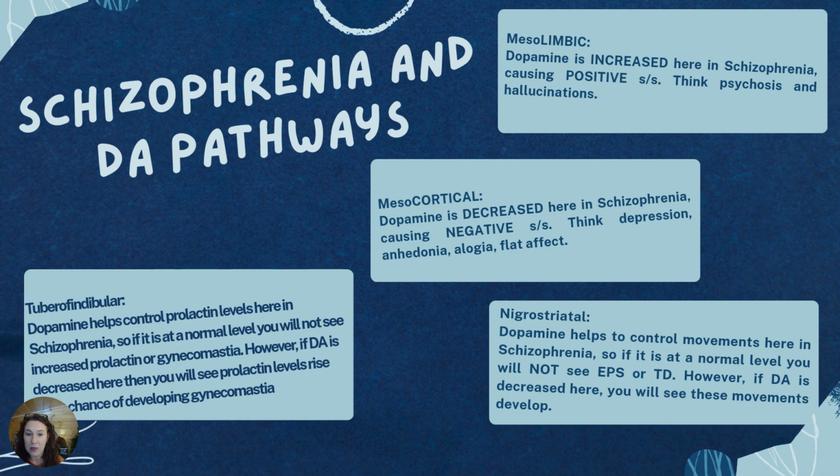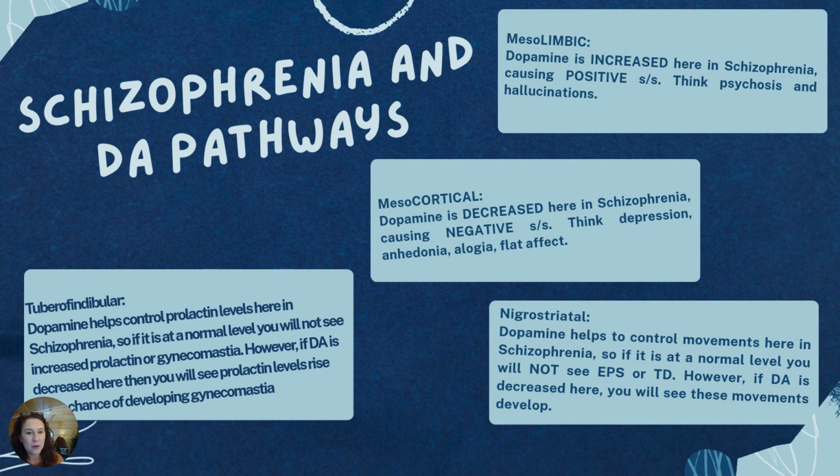Mesocortical. What do we think of with mesocortical? We think of negative signs and symptoms. Our dopamine is decreased in this area, causing the negative signs and symptoms. Think depression, anhedonia, flat affect, the lack of focus. Think of that when you think mesocortical, like brain, mesocortical. Decreased dopamine here, negative signs and symptoms.